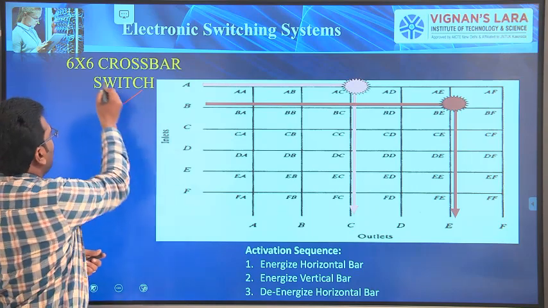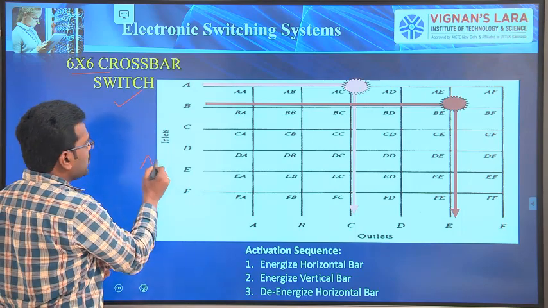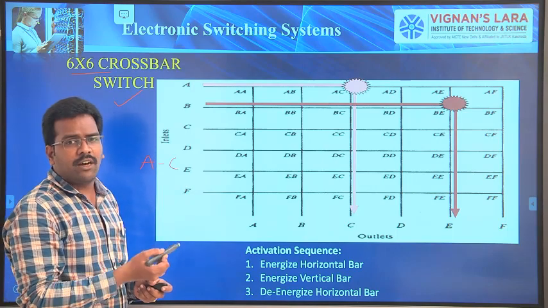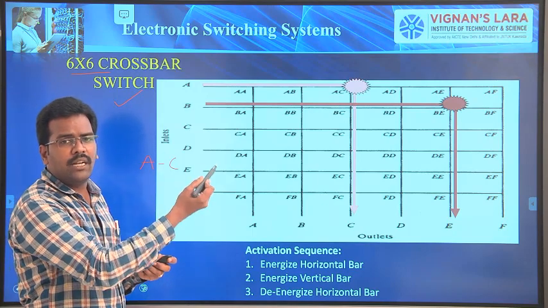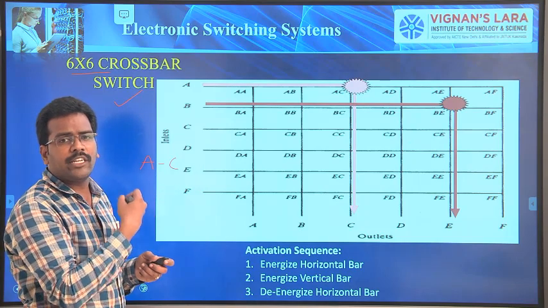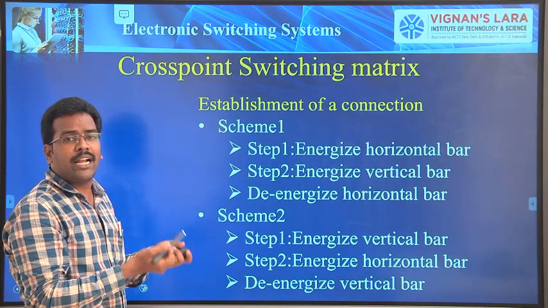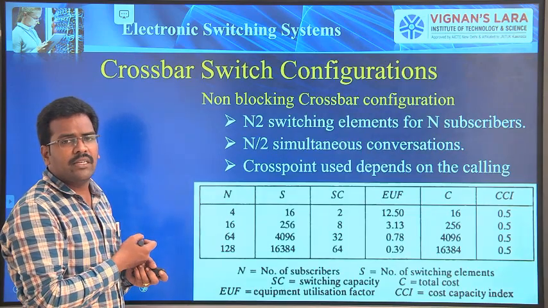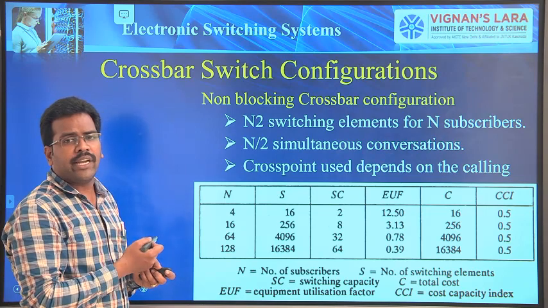To take an example, for a 6x6 crossbar switching system, to establish a connection between A to C, you have to follow some order. We call it a sequence or scheme. What scheme do you have to use here? First energize the horizontal bar, then energize the vertical bar, then de-energize the horizontal bar. You have to follow this sequence so that without any undesired latch, you are able to establish a connection between calling and called subscriber. So the sequence you are following is very important for latching up the contact points.